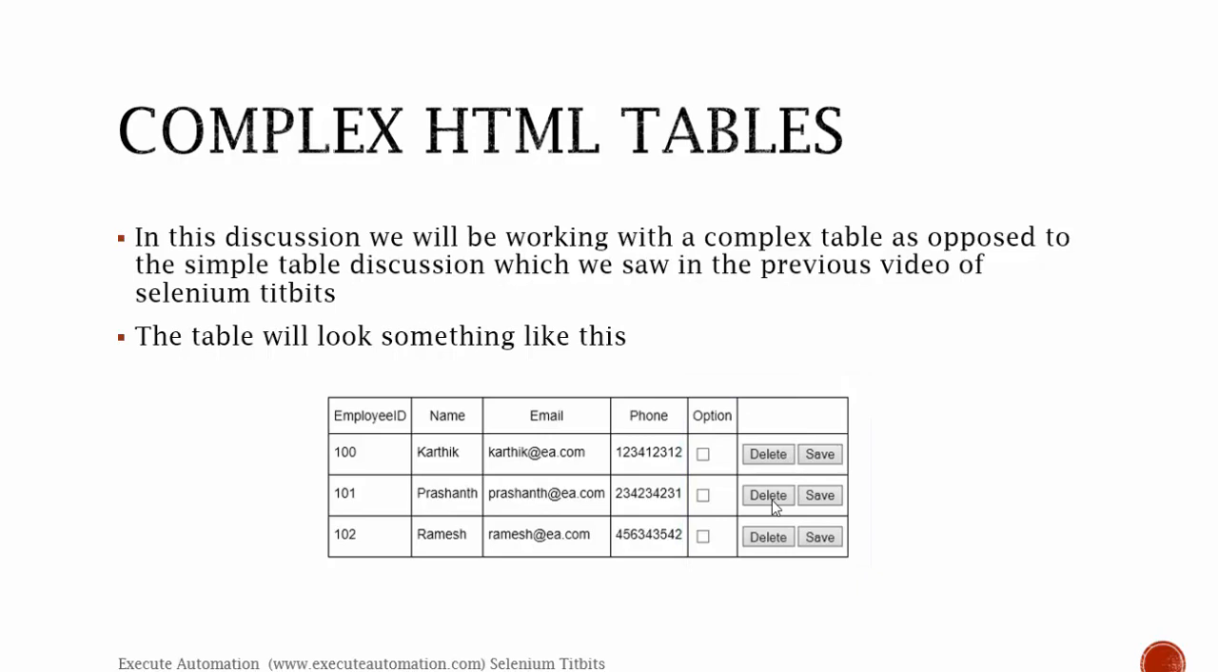So you can either delete the particular row or you can save a particular row after modifying this particular column. So this is also a most common kind of use case in your automation testing. So in this particular complex table scenario, we're not just going to read the data, but we're going to perform some operations in these checkboxes as well as in these buttons.